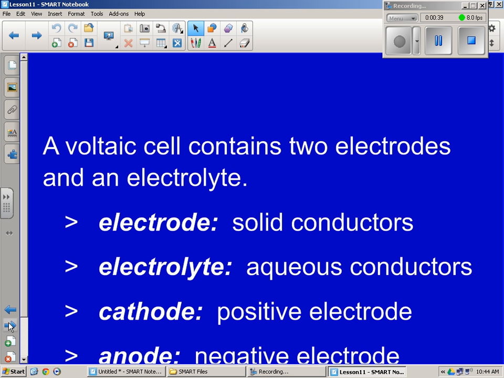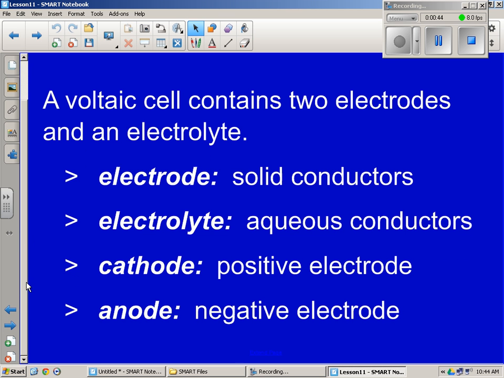A voltaic cell contains the following: 2 electrodes and an electrolyte. So first of all, electrodes are the solid conductors. They would be, for example, the terminals or the battery posts on your car battery. They're the solid conductors, so they are the 2 solid things. The electrolyte is, of course, the aqueous solution. They're aqueous conductors. Aqueous solution implies, of course, ions in a solution, yes?